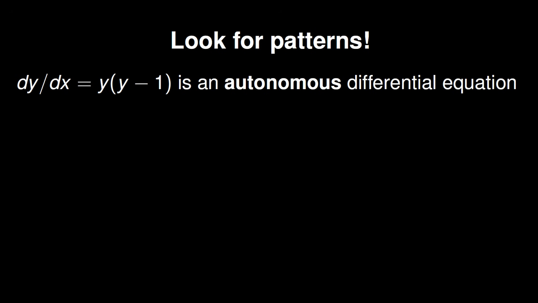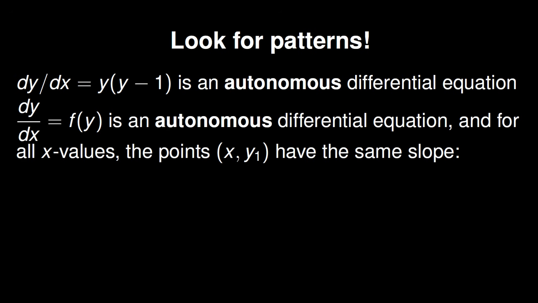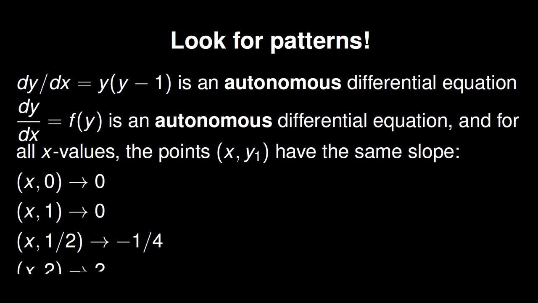Now, I want to say one last thing before we finish this video, which is when you're drawing direction fields, you want to look for patterns. So for example, this last example we did is what's called an autonomous differential equation. And an autonomous differential equation is one where the derivative only depends on the y variable. So what we did was we recognized that it didn't matter what x was. We just picked some random values for y, and then everything along that horizontal line had the same slope.